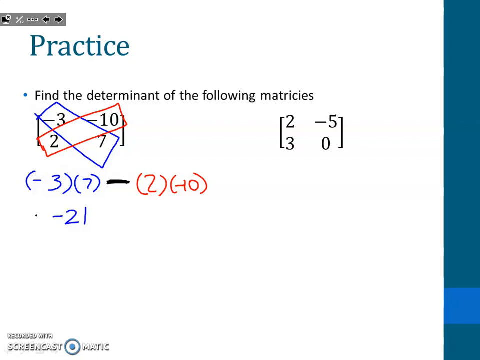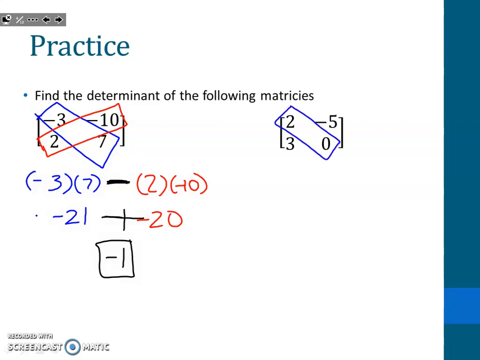Negative 3 times 7 is negative 21, minus 2 times negative 10 gives me a negative 20. So I've got a negative 21 minus negative 20. Two negatives make a positive. Negative 21 plus 20 gives me negative 1 for my determinant. Okay? Again, I would pause this if you haven't already. Pause this and try this last one at least. See if you guys can get that there.